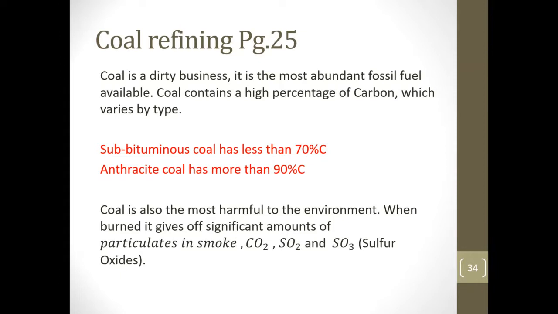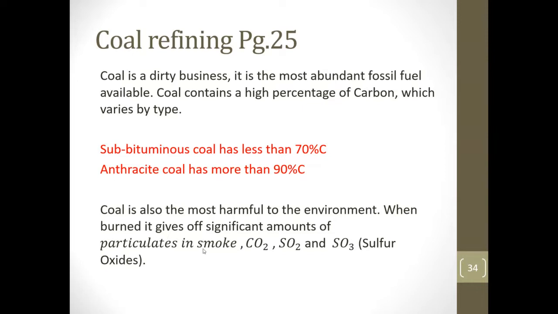I remember this from when I was in third year school as well. We had to remember three different types of carbon, but there's two different classifications mentioned in our ILM. That is sub-bituminous coal, which has less than 70% carbon, and anthracite coal, which has more than 90% carbon.